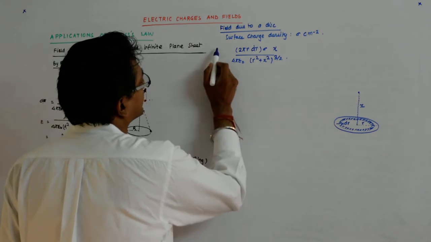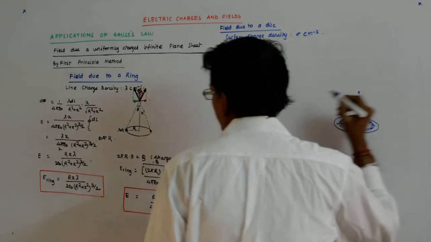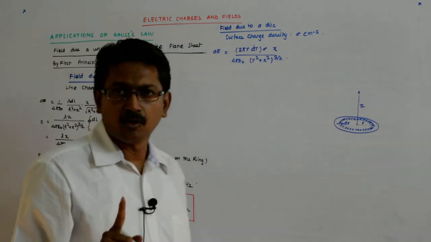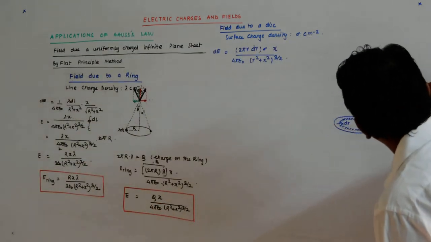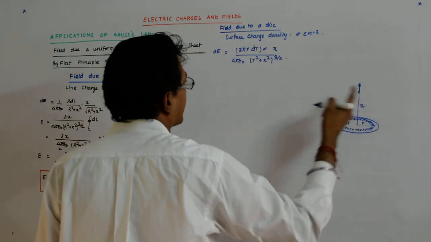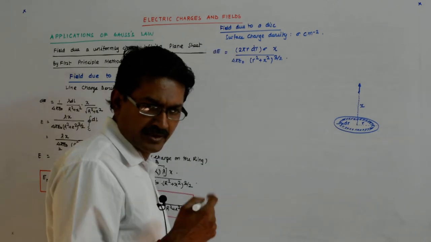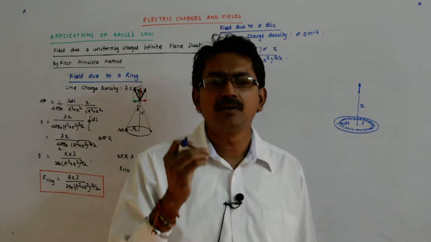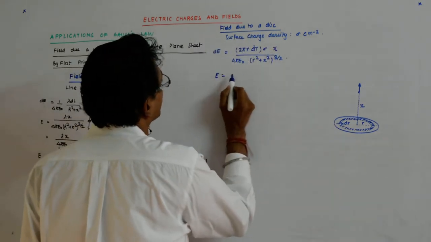So this is my dE, and we know that due to this ring, the field is always vertically upward, right? So the field is vertically upwards, and it is something like this. But I have to take into account all the rings from radius 0 to capital R, because I've assumed that this circular disc is made up of rings of increasingly varying radius.